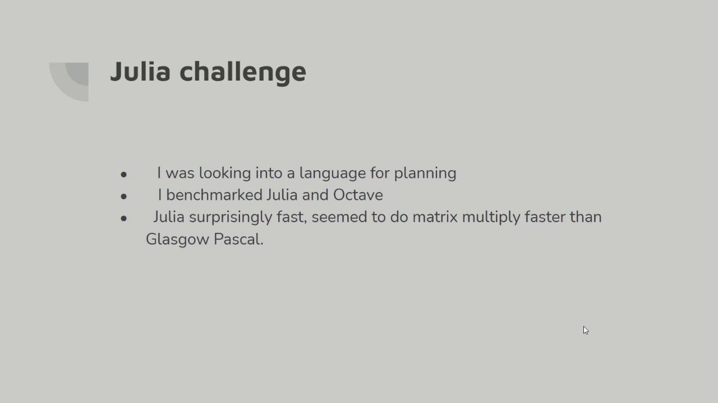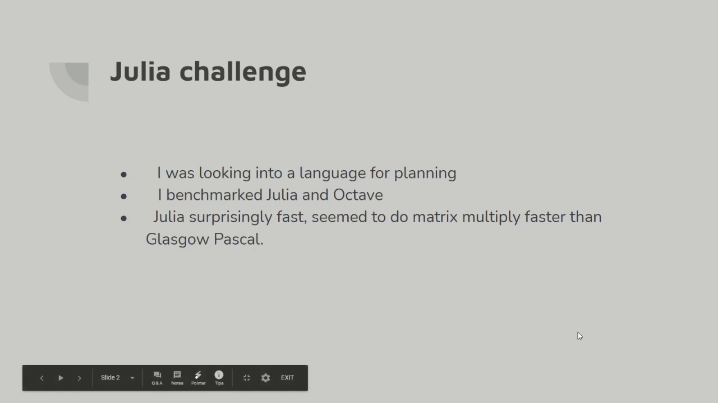Now, if you recall, I had a video out on Julia, and this presented a challenge for me. I was looking for a language for programming, and I benchmarked Julia and Octave, and it was clear that Julia was going to be much faster. It was surprisingly fast, and it seemed to do matrix multiply faster than the Glasgow Pascal compiler.